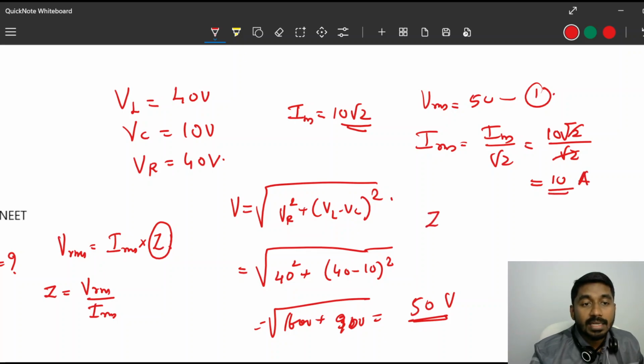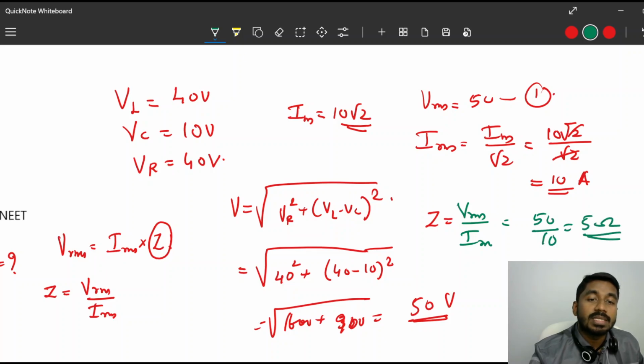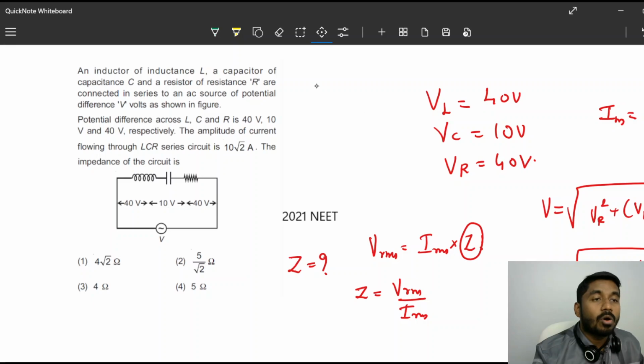And what is the Z now? Z is equal to VRMS by IRMS. What is VRMS? It is 50 by 10, which is equal to 5 ohms, the total impedance. Let's see which option it will be. 5 ohm, option number 4 is the answer.